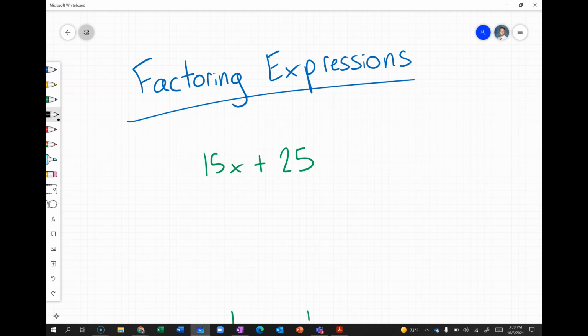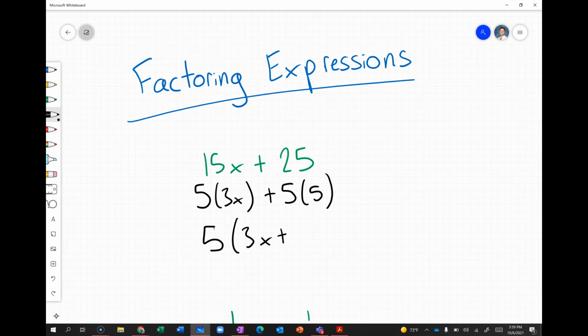So for example, we have 15x plus 25. And we can recognize here that our greatest common factor for 15x and 25 is 5, right? We could rewrite this as 5 times 3x plus 5 times 5. And then again, using our knowledge of the distributive property, we can simply write this as 5 times 3x plus 5, right? Because 5 is being multiplied by both 3x and by 5. So factoring this expression leaves us with 5 times 3x plus 5.